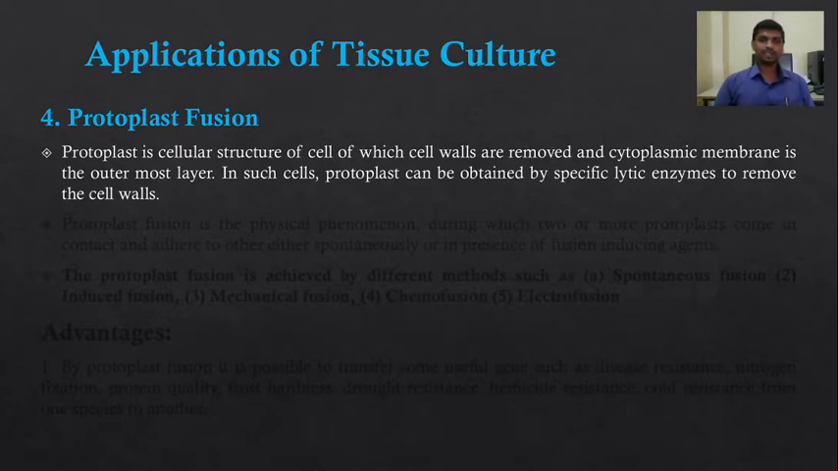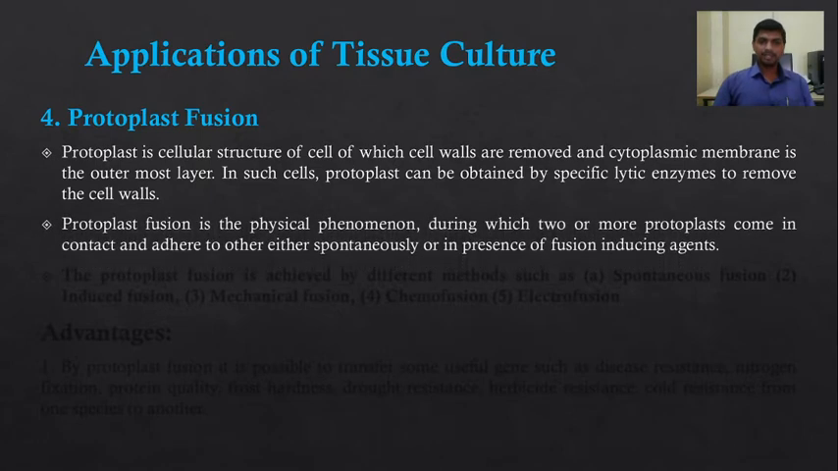As you know, the cell wall is made up of mostly cellulose and hemicellulose. So the cellulase enzyme, a lytic enzyme, is used here to break down the cell wall. So the protoplast can be obtained by using various lytic enzymes to remove the cell wall. Protoplast fusion is a physical phenomenon during which two or more protoplasts come in contact and adhere to each other, either spontaneously or in the presence of a fusion inducing agent.